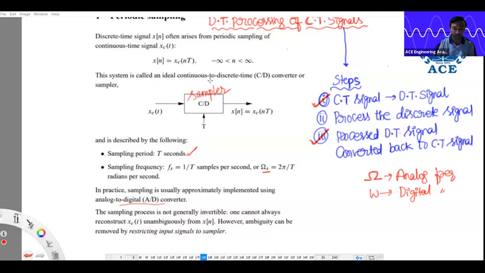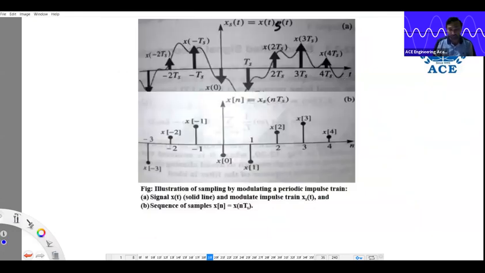So ideally, this is called a continuous to discrete converter. Practically, it is called an A to D converter. For reconstruction also, we know the technique. Observe here. Suppose this original black signal is the analog signal we have. How to pick the samples of that one? We try to multiply by an impulse train or not.